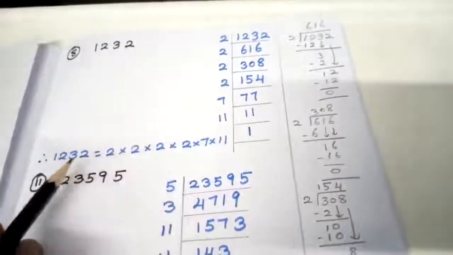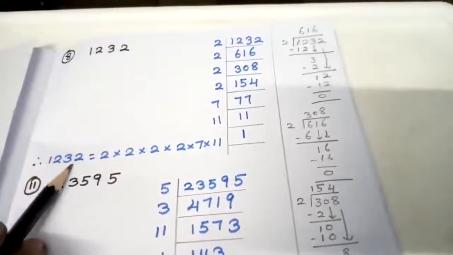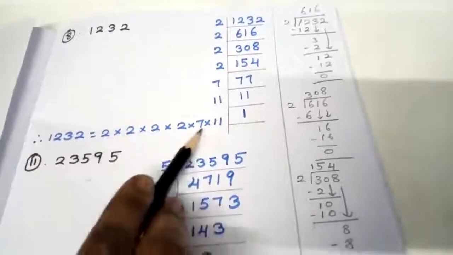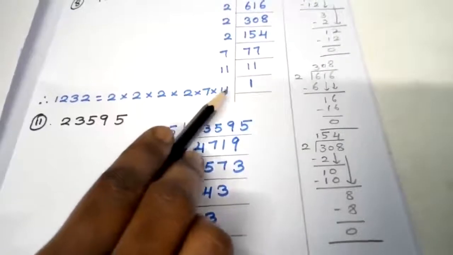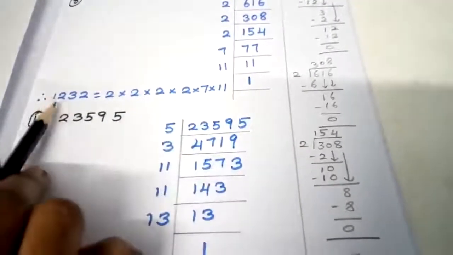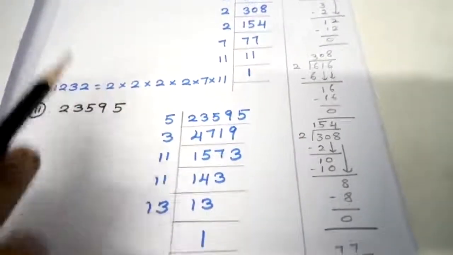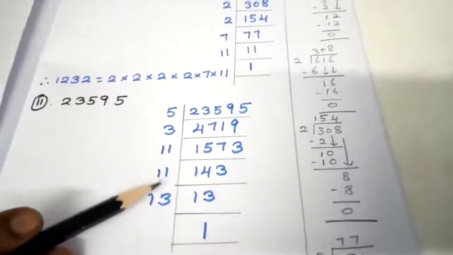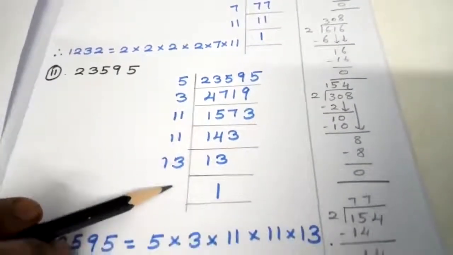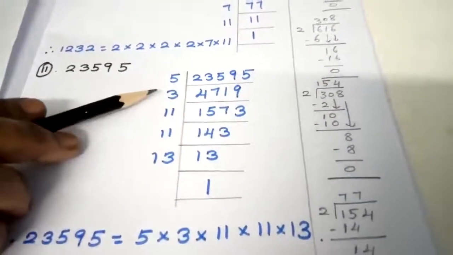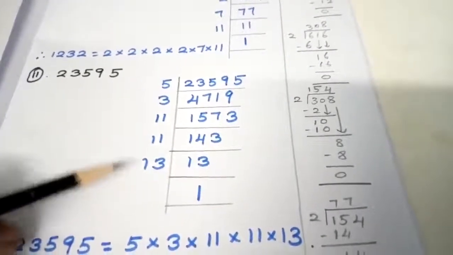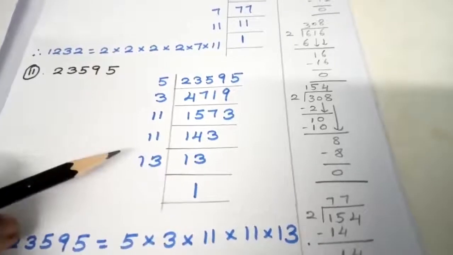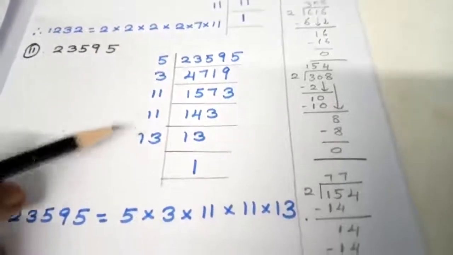The side values, that is 1232, can be expressed as prime numbers: 2 into 2 into 2 into 2 into 7 into 11. Again, if you multiply, you will get exactly the same number. That is the way we do the calculation in all these places, students. So here 5, 3, 11, 11, 13 are all prime numbers. Try the calculation by yourself and see, divide the values.